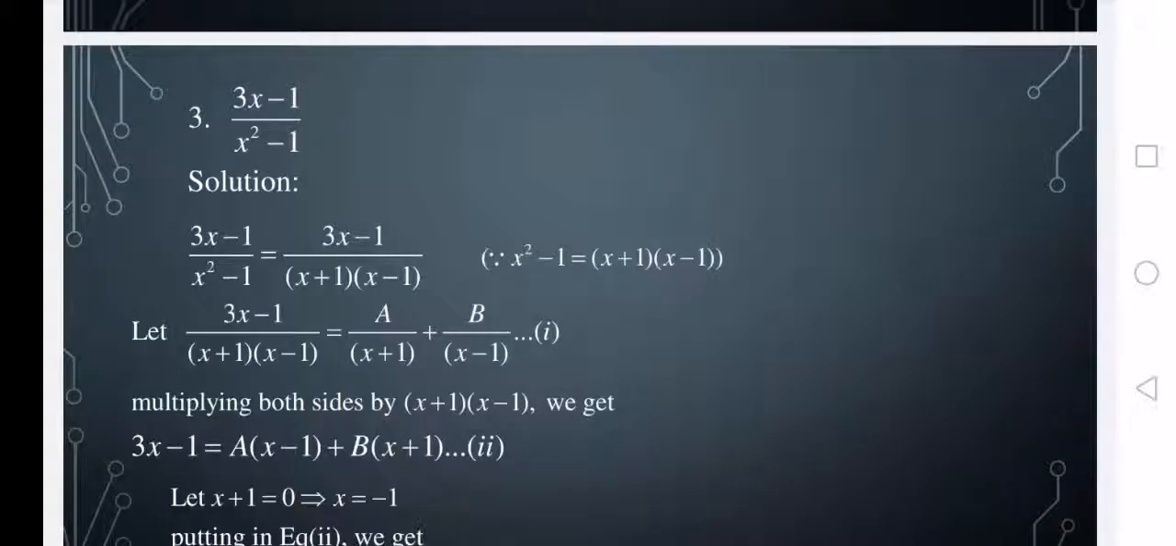Now question number 3 is (3x - 1) divided by (x² - 1). Now we know that x² - 1 can be factorized into (x + 1) and (x - 1). So we have (3x - 1) divided by (x² - 1) is equal to (3x - 1) divided by (x + 1)(x - 1).